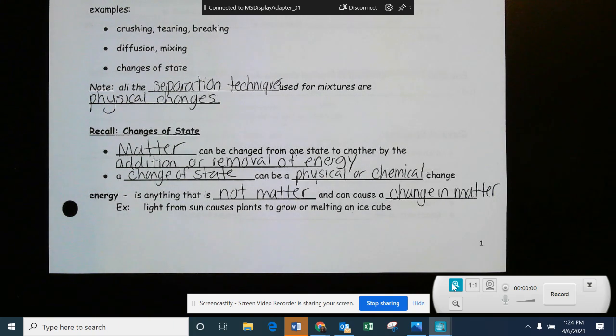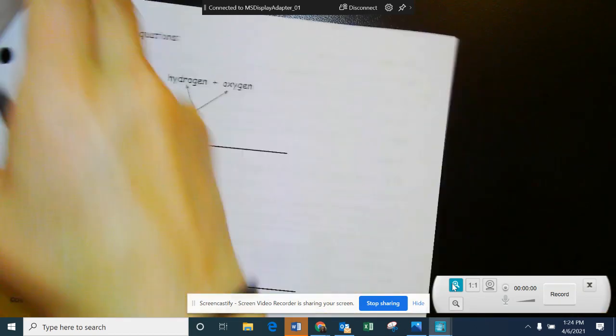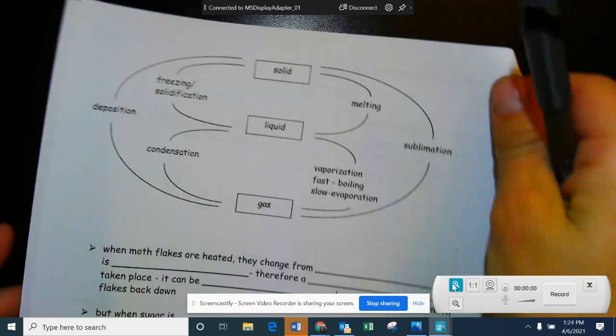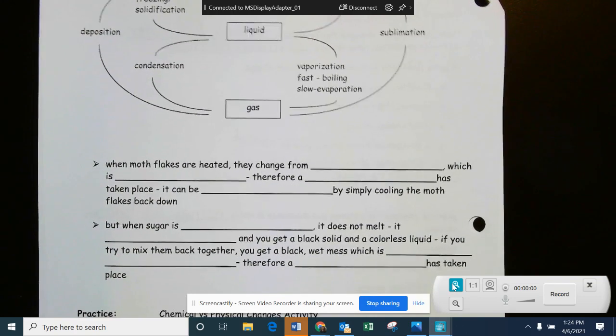Okay, can I go to the next page? Okay. We all remember this chart here, the solid, liquid, gas, and the different states and how they change. So that you can have that for reference.